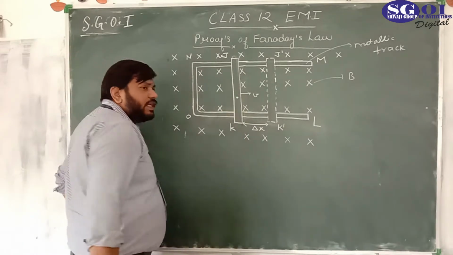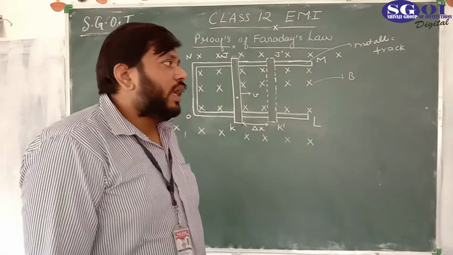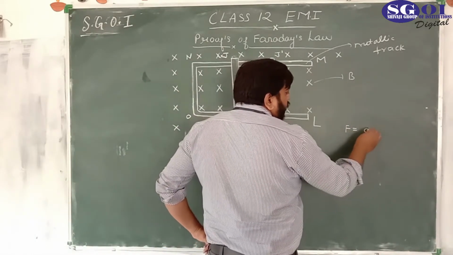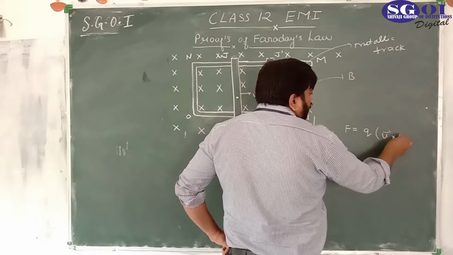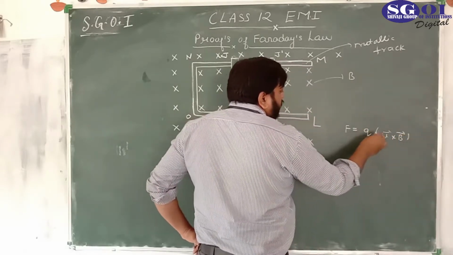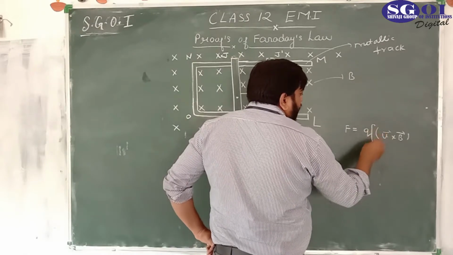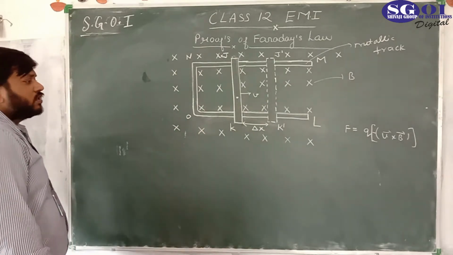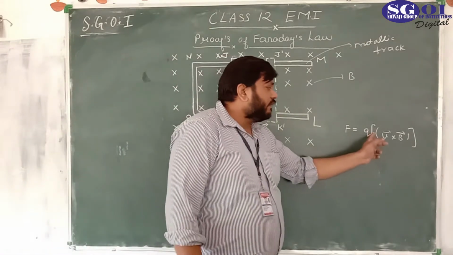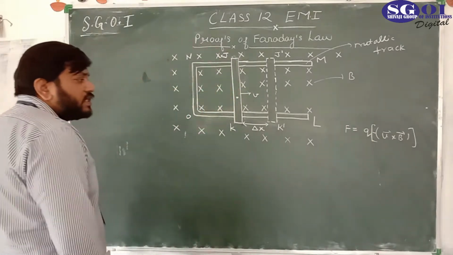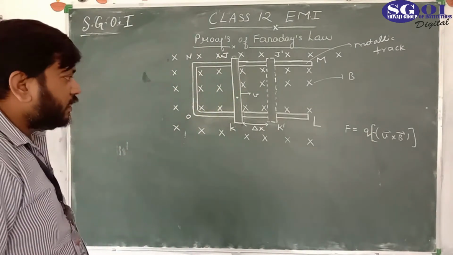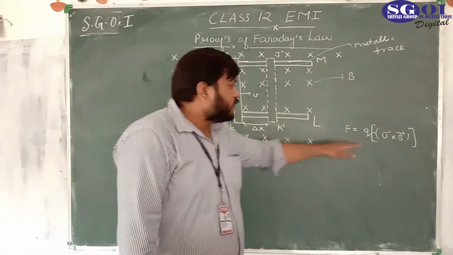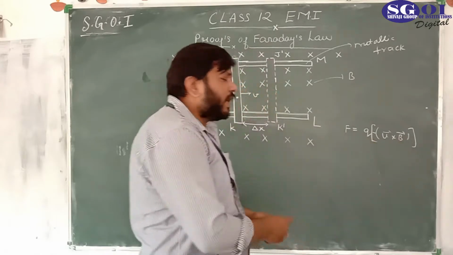experiences a magnetic force, and we know that it is F equal to Q V cross B, and for electron this is Q into minus V cross B, because Q is negative and that negative sign I have taken here. The direction of the force is found out by the right hand rule.